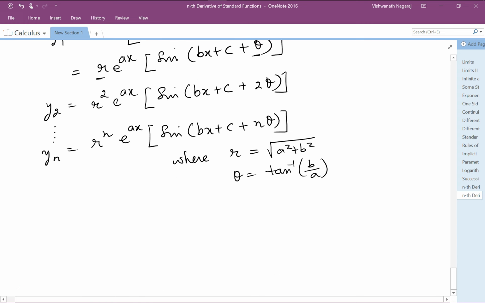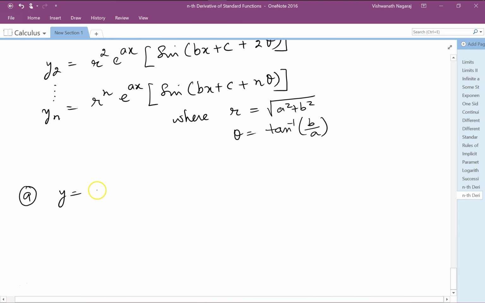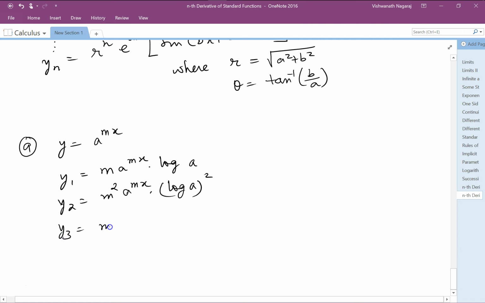Let's look at the next one. Which one was it? 9th. Y is equal to a to the power of mx. y1 would be equal to m a to the power of mx times log of a. y2 would be m square a to the power of mx times log a square. y3 would be m cube a to the power of mx times log a cube.